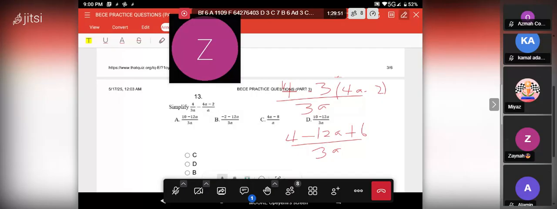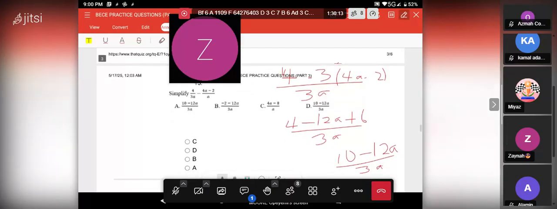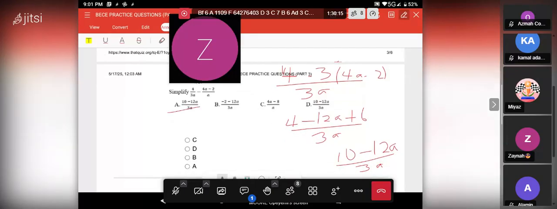Don't say 12a can be divided by 3a. That 3a is meant for the two of them. So 4 plus 6 is 10. Then minus 12a. All of them over 3a, 3a is the denominator. Is that taken? Yeah. That is that.